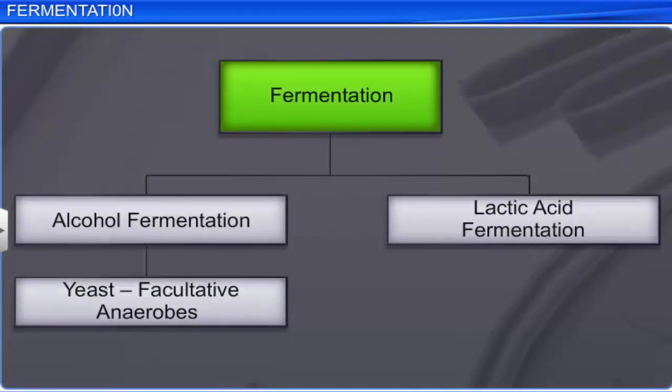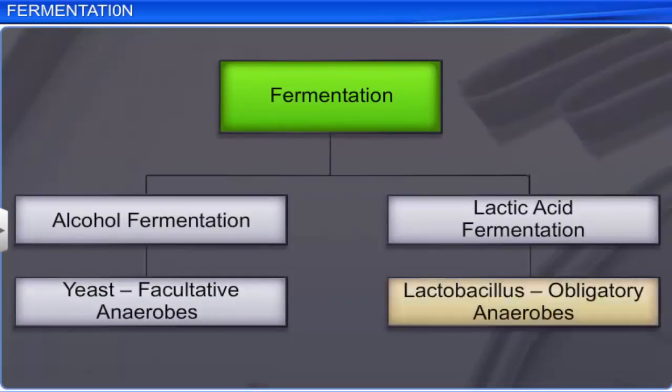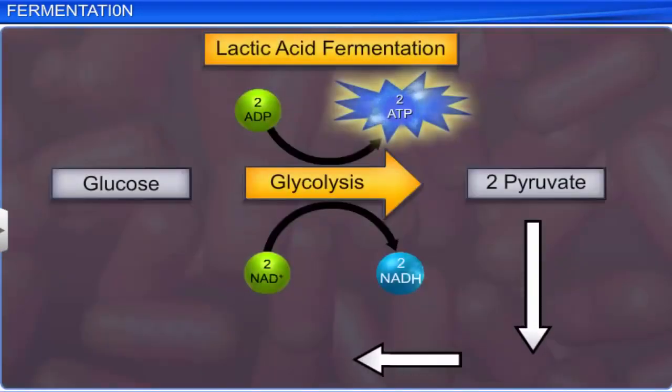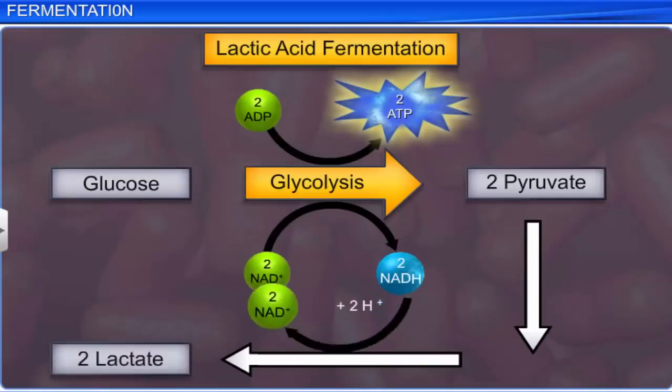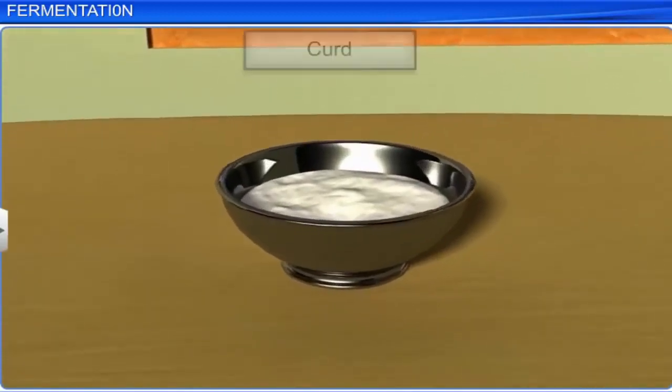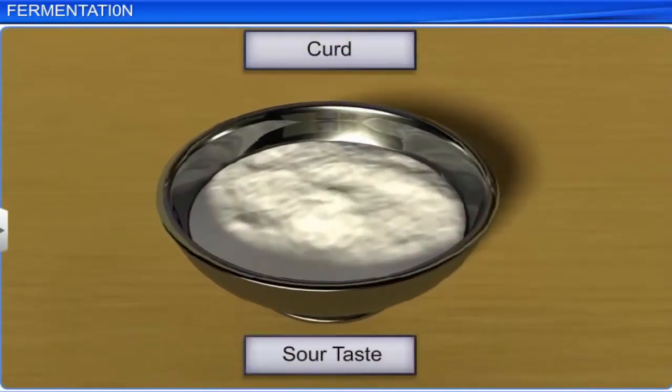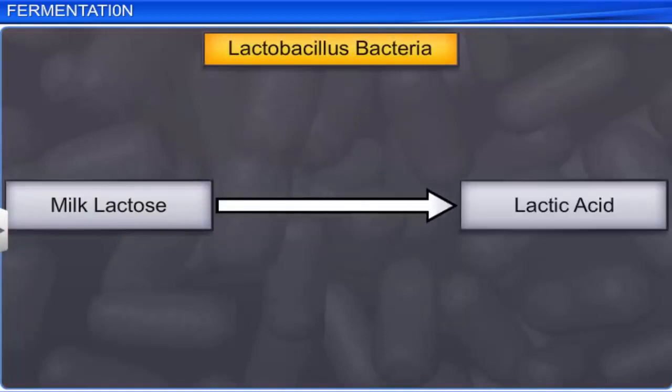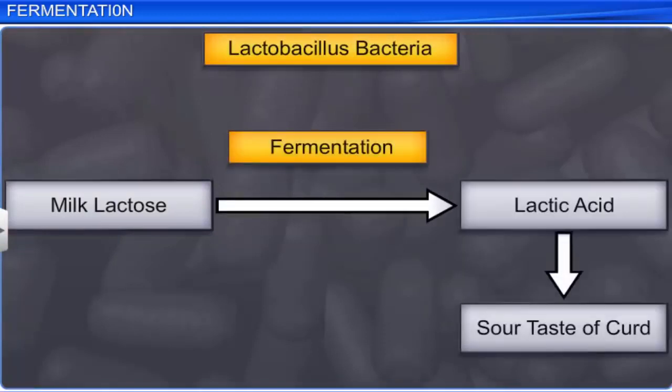The fermentation of lactic acid is carried out by bacteria like lactobacillus, which are obligatory anaerobes. In them, pyruvic acid is reduced to lactic acid or lactate. The NADH formed in the glycolysis process is reoxidized to NAD+ to be reused in the glycolysis process. For example, curd has a sour taste due to the presence of lactate formed by lactobacillus in fermentation.